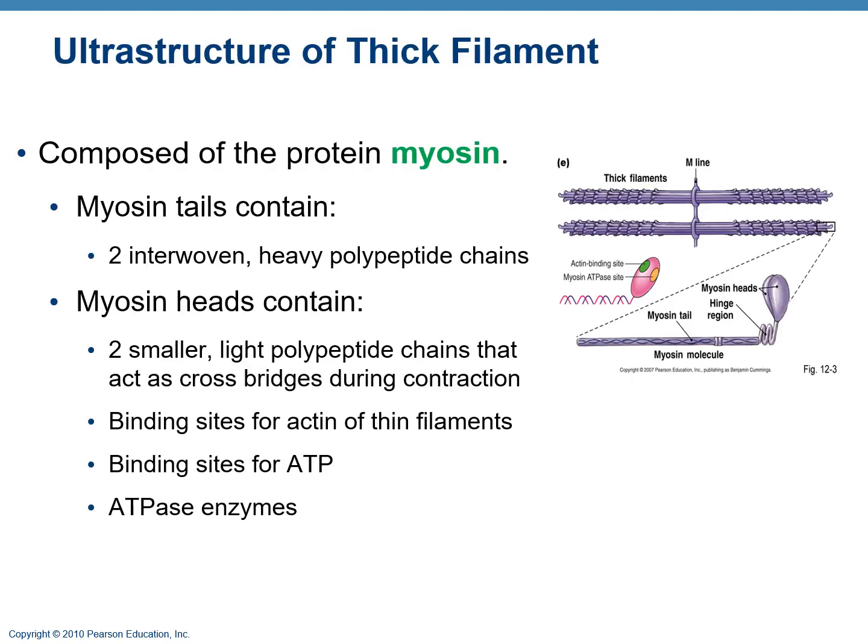The thick filament is composed of the protein myosin. Myosin has 2 tails that are interwoven, kind of like twirling around 2 strands of pearls.